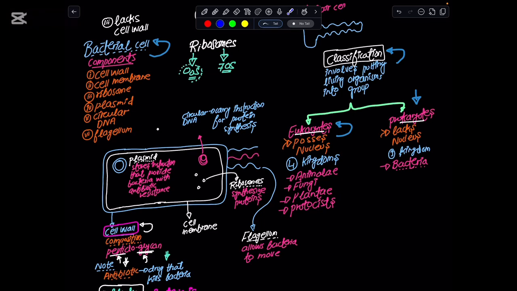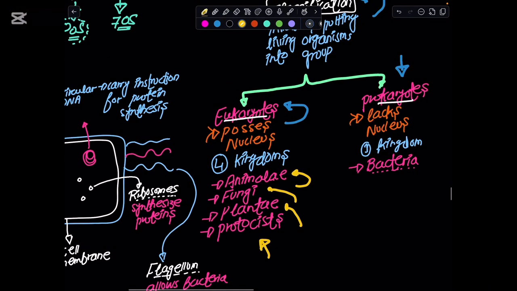But for the time being, you just know that the eukaryotes are going to have the nucleus in them, and the prokaryotes are going to lack the nucleus. Like there would be the genetic material, but it would not be enclosed by the nucleus. In the eukaryotes, we had four kingdoms: Animalia, then the fungi, the Plantae, and at the end, the Protoctista. And in the prokaryotes, we have just one kingdom, and that is the bacteria.